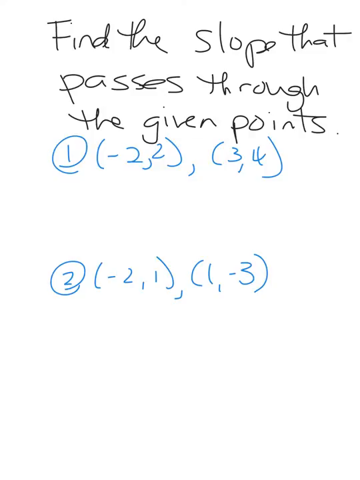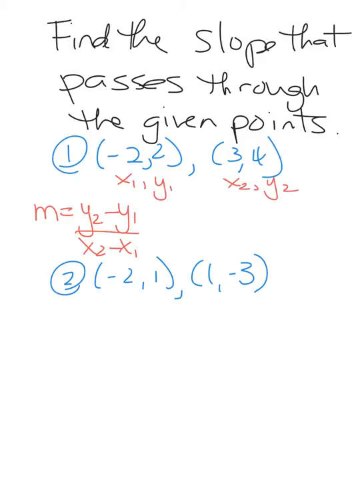Now we're actually going to calculate some slopes. So the directions say find the slope that passes through the given points. So I'm going to use the formula m is equal to y2 minus y1 over x2 minus x1. So that's the change in y over the change in x. I'm going to label this first ordered pair x1 and y1, and the second one is x2, y2. You can do it the other way around. Doesn't really matter. You'll still get the same slope.